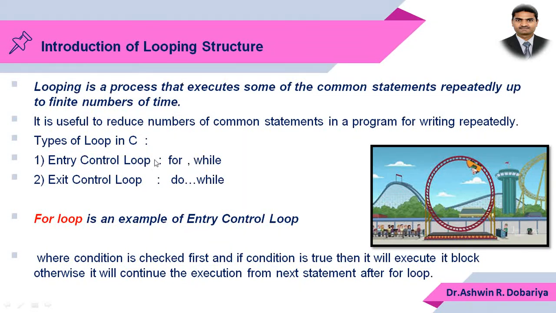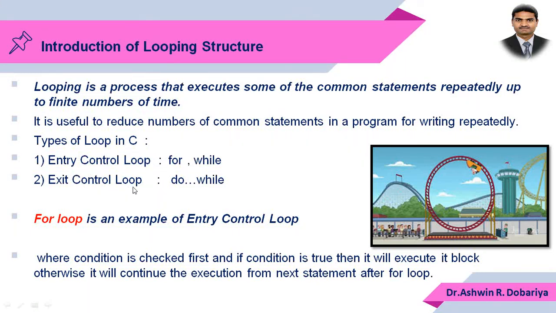Entry control loop means that when the loop executes, it first checks the condition, and if the condition becomes true, then and only then it executes the loop statements. So at the time of entry into the block, it checks the condition. This type of loop is known as an entry control loop. The for loop also checks the condition first, and if the condition is true, it executes its block. Similarly, the while loop does the same thing: it checks the condition first, and after that it executes the while loop block.